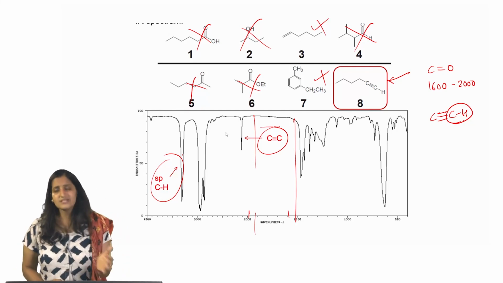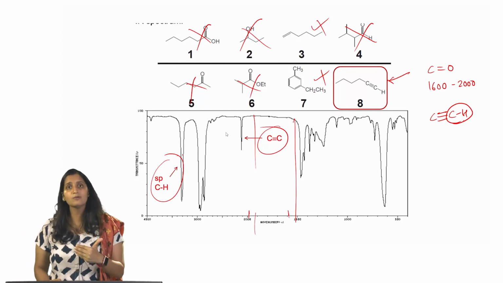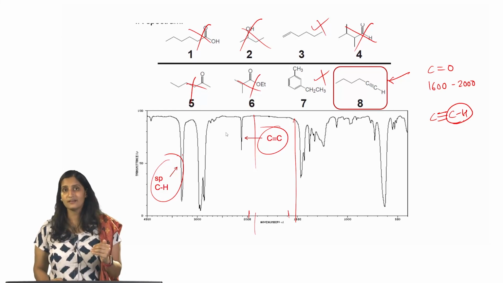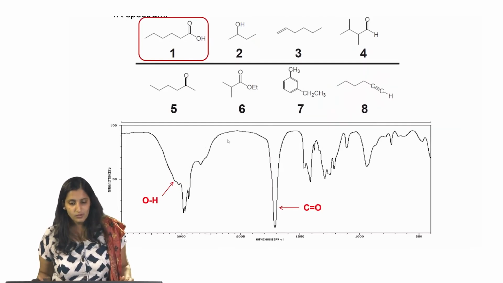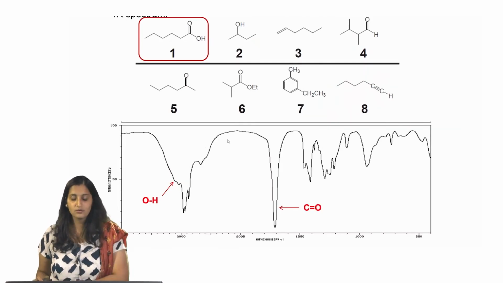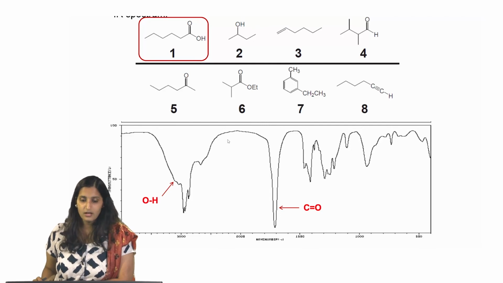So, that is how easy IR interpretation is. It is basically referring to a table, figuring out what peaks you have in the spectra, and then trying to narrow it down to the corresponding structure. I have one more question here to be solved. Again, the answer is given, but we will try to rationalize why.